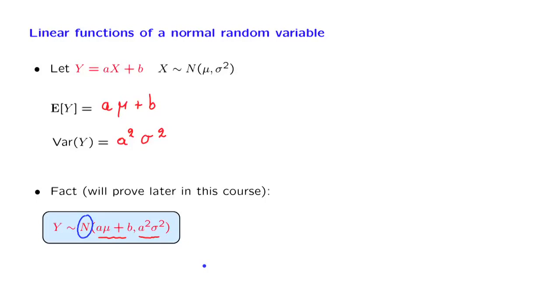There's one special case that we need to pay some attention to. Suppose that a is equal to 0. In this case, the random variable y is just equal to b. It's a constant random variable. It does not have a PDF. It is a degenerate discrete random variable. So could this fact be correct that y is also normal? Well, we'll adopt this as convention.